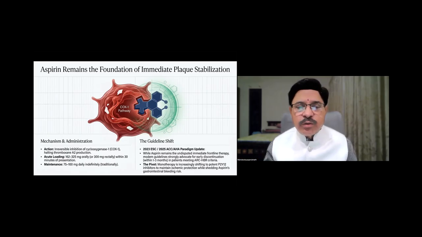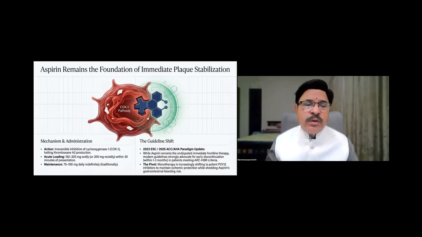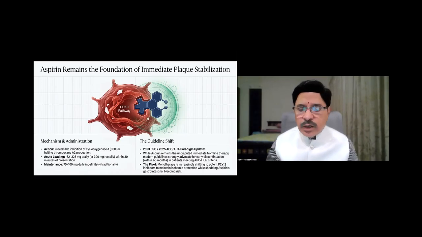How much do I give? 162 to 325 milligrams, or 300 milligrams rectally also you can give. Better to give enteric-coated aspirin. Maintenance 75 to 100 milligrams. These are based on the guideline sheet.